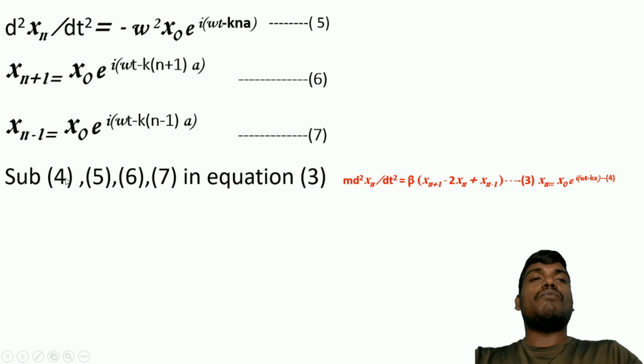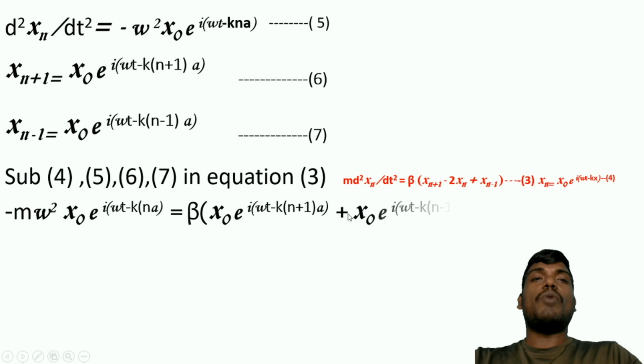And substitute equations 4, 5, 6, 7 in the third equation. The third equation is nothing but m d²x/dt² is equal to beta (xn+1 minus 2xn plus xn-1). In this equation, we substitute the values of xn, xn+1, xn-1 and d²xn/dt². The d²xn/dt² value is the fifth equation, this one is the sixth equation, the next one is the fourth one, and the next one is the seventh one. Then substitute the above values.